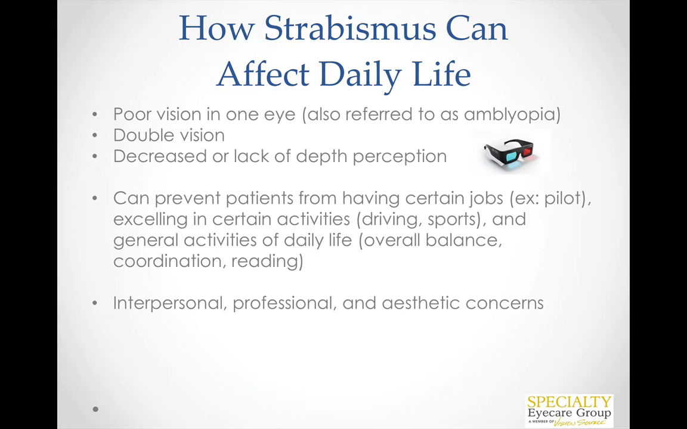Strabismus can also cause double vision. So if the brain's not ignoring that eye, the only option is to have double vision. If your eyes don't aim the same place in space, you have double vision. If the brain ignores that eye, causing amblyopia, they don't have double vision. So there's only two options.